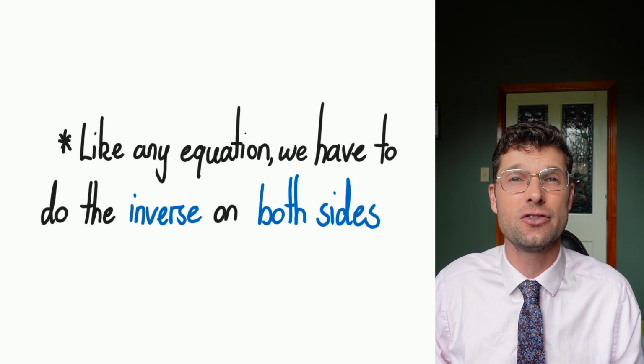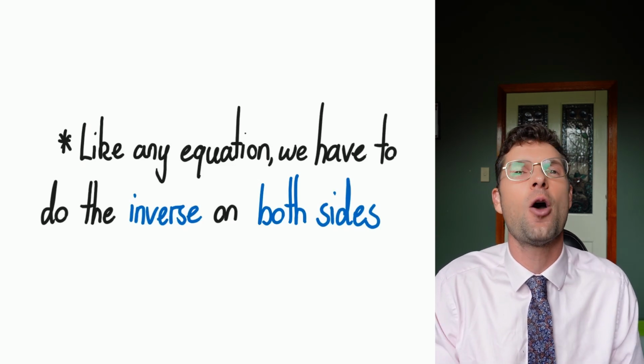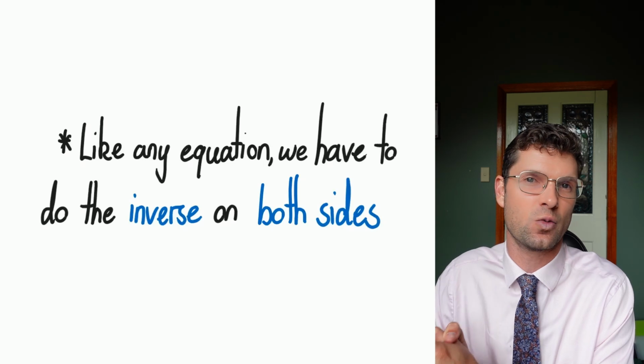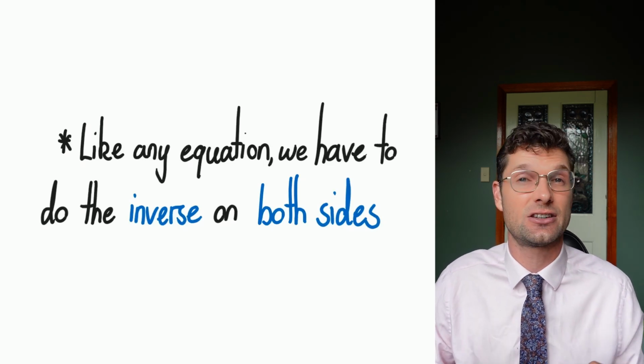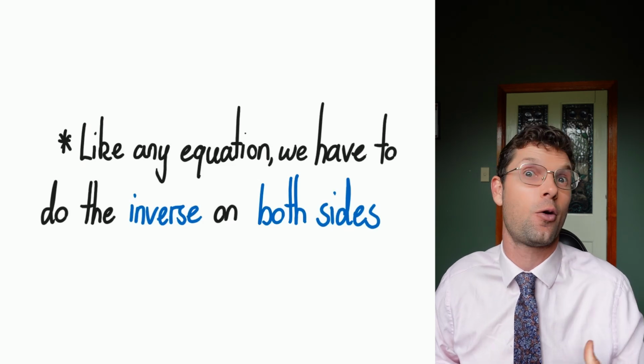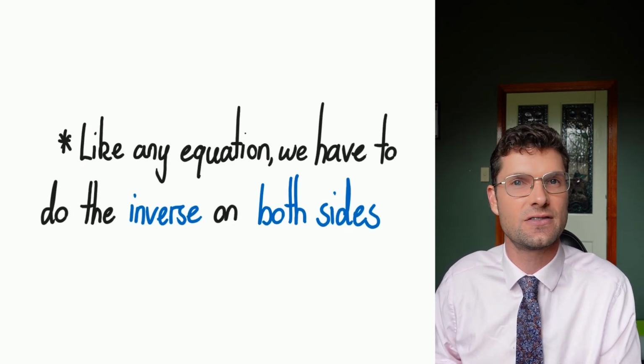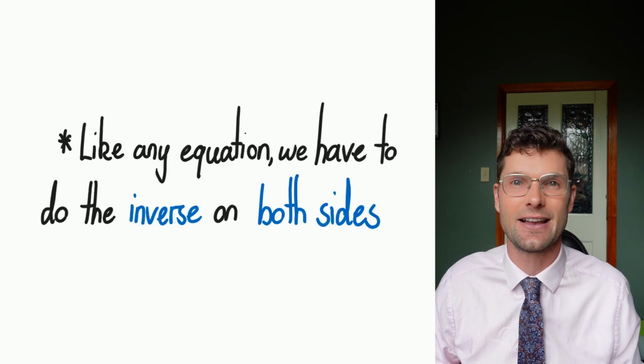Just like any equation though, because we're doing the opposite operation on one side to cancel it out, we have to do it on the other side as well. And this is what we're going to have to type into our calculator. Again, you don't need to know what these things mean. We might get into it in like year 11 or 12, but if we know that the opposite of sine gets rid of a sine, that's all we need to know.